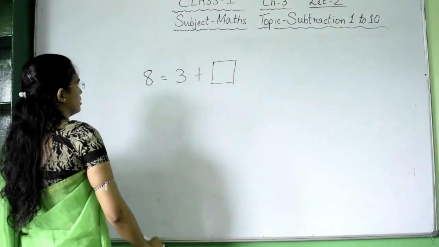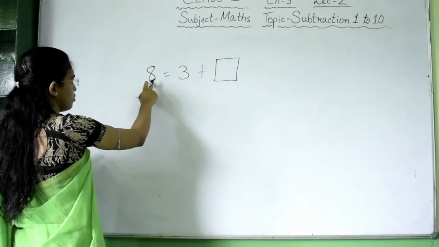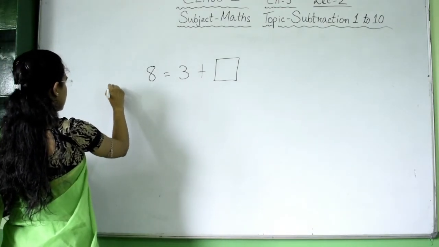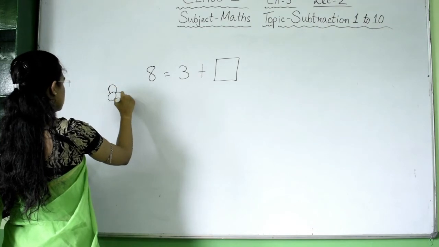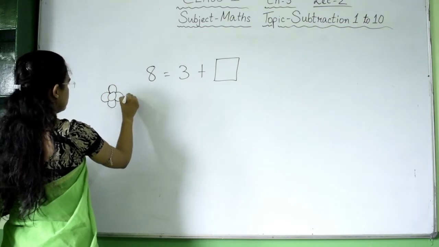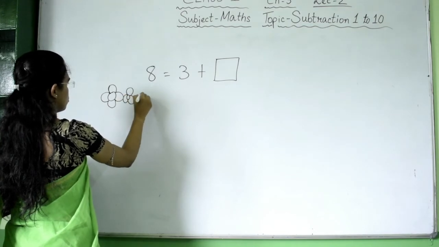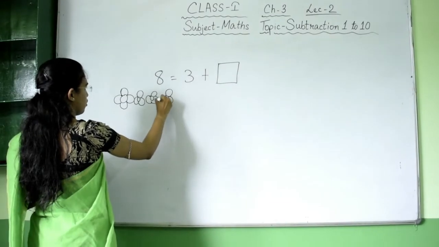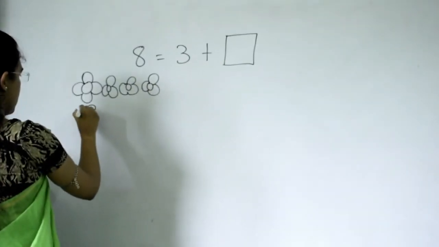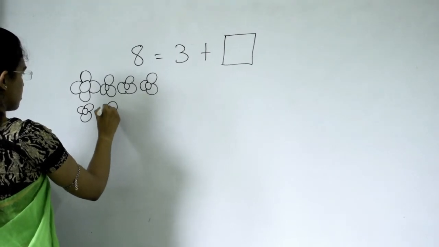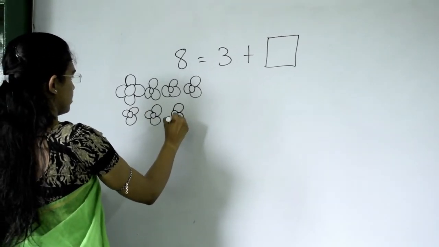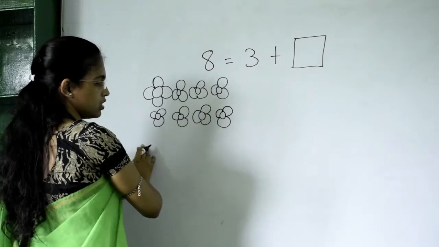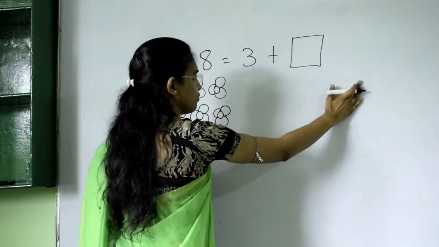Here it is written 8, so we have to draw 8 flowers or 8 balls, whatever you can draw. 1, 2, 3, 4, 5, 6, 7, 8. We have 8 flowers in this side and we have to make 8 flowers in this.